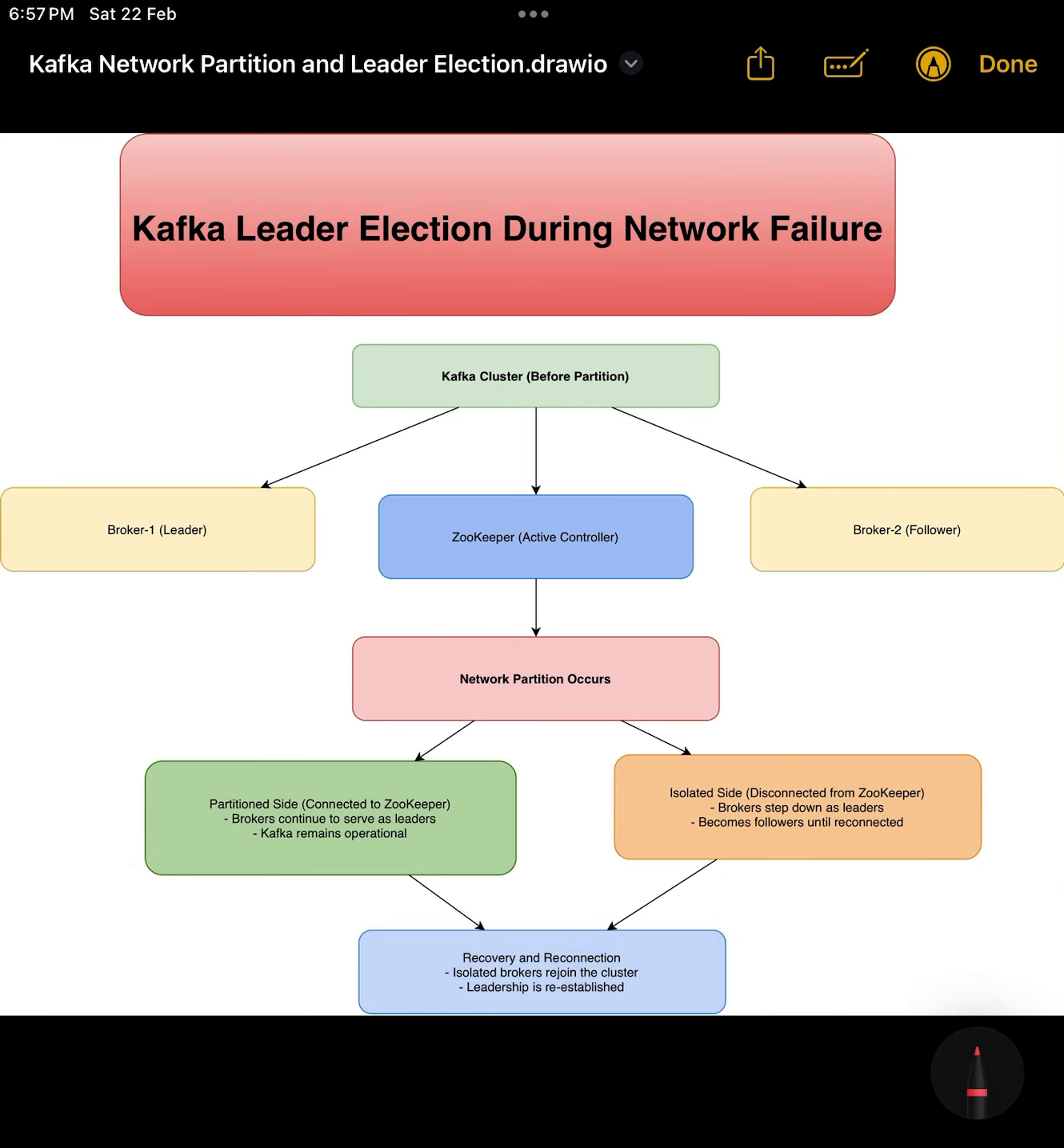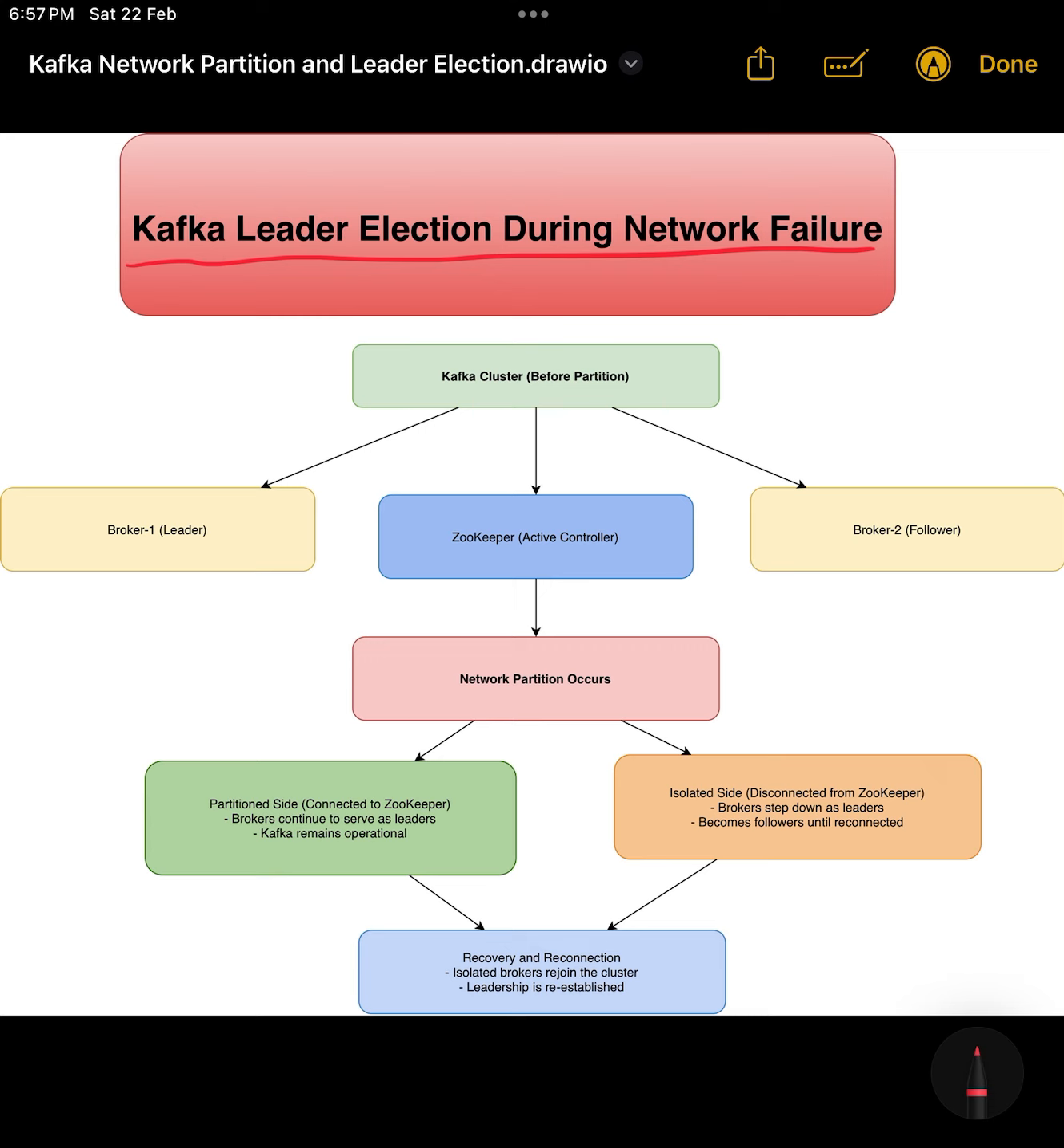This diagram provides a clear step-by-step explanation of Kafka's behavior during a network partition and how it determines which brokers continue to serve as leaders. Kafka is designed for fault tolerance and high availability, but when network failures occur, it must re-elect leaders while maintaining data consistency and availability.